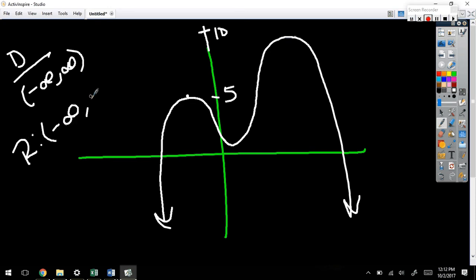to 10. Bracket or parenthesis? Bracket. Why? Because you need to include that point. There's actually a point there, right? Yeah, it includes that point. We remember domain and range now? Okay, let's talk about end behavior.